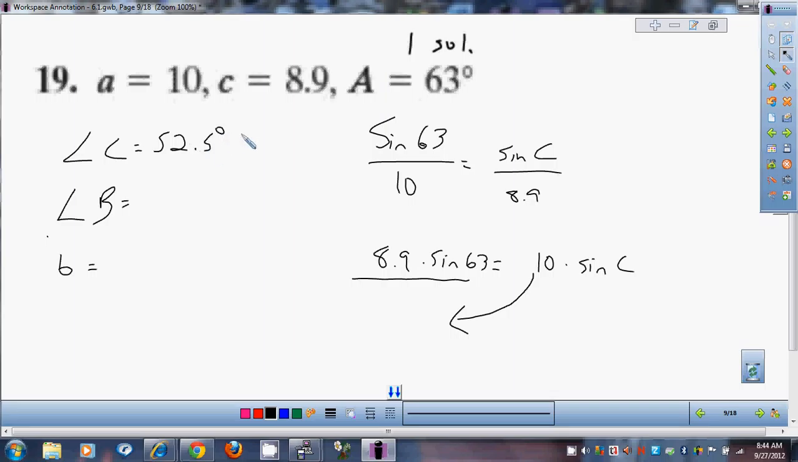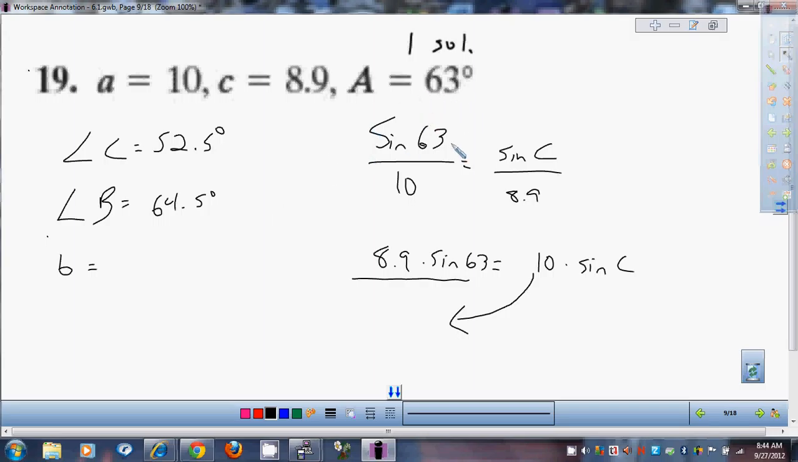And from here, it's a downhill trek. What's angle B? How do we find angle B? Just add the first two and subtract. 115.5, subtract. Was it 60? Did you add it to 60 or 63? Yeah, well, that's what's good.